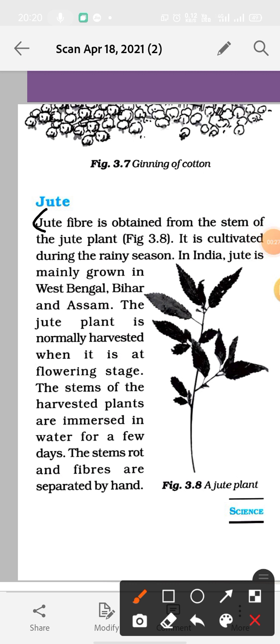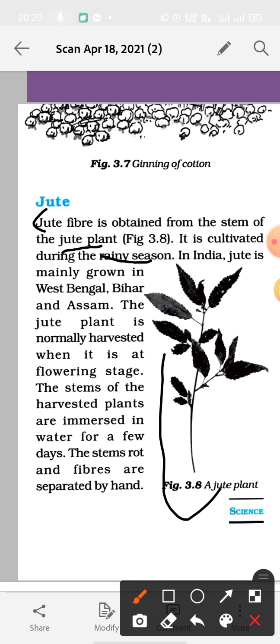Jute fiber is obtained from the stem of the jute plant. It is cultivated during the rainy season. Where does jute fiber come from? It is obtained from the jute plant. You can see in figure 3.8, this is the jute plant. It is cultivated during the rainy season.